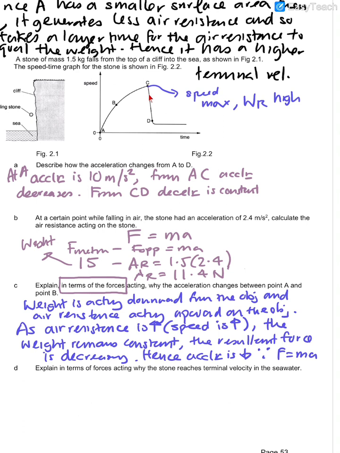The water resistance in the water. The speed decreases. So the water resistance, increase or decrease? Decrease. Don't you realize it's the opposite? Just now, speed increase, air resistance increase, right? So now speed decrease, water resistance decrease.